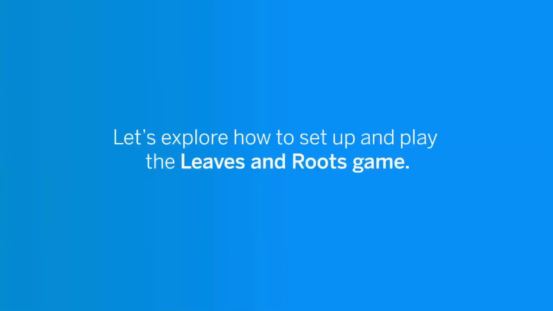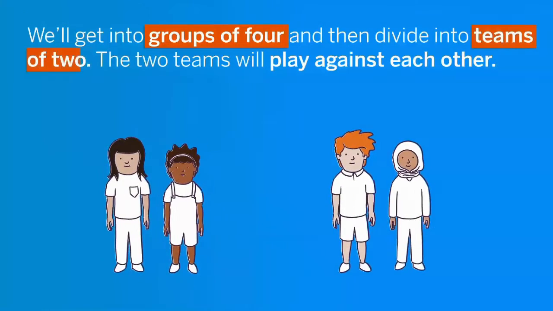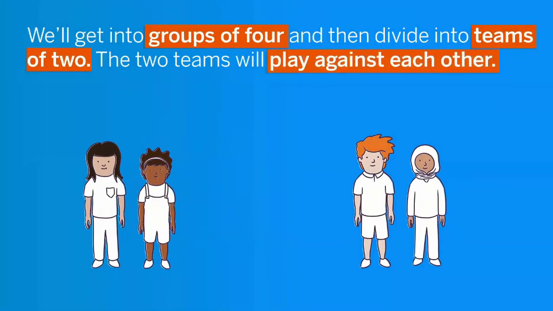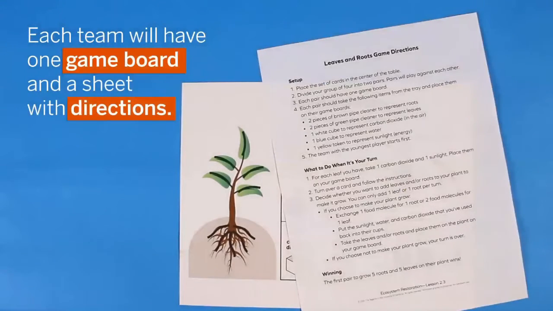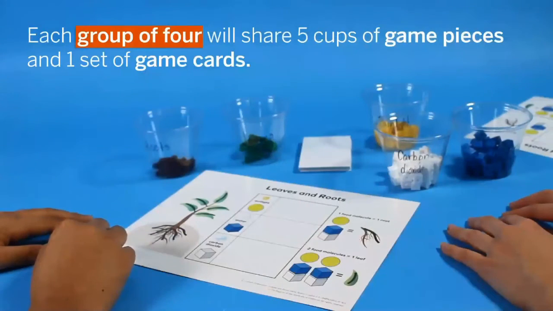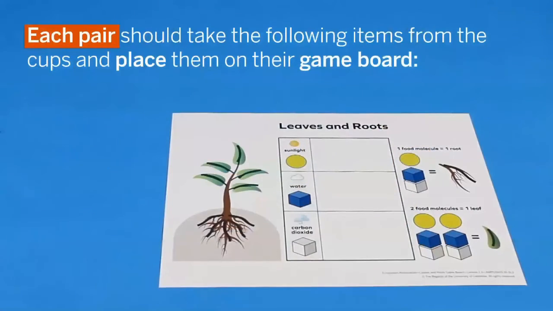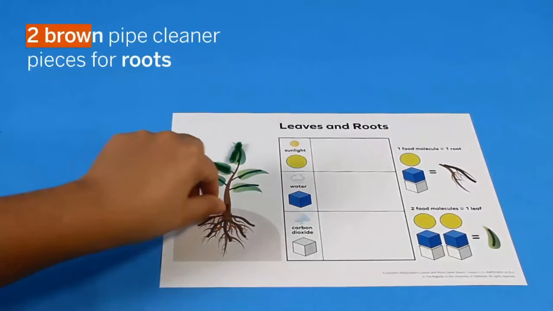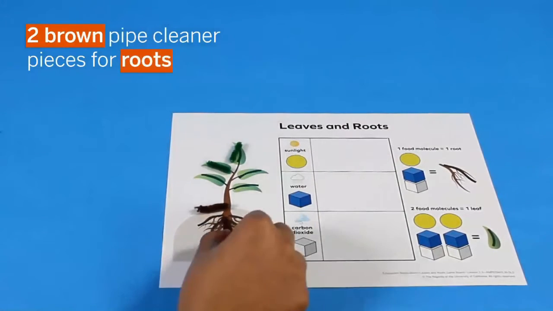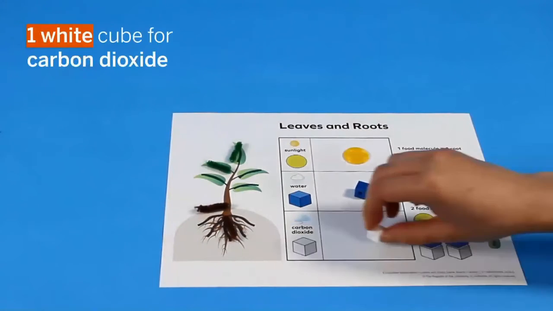Let's explore how to set up and play the Leaves and Roots game. We'll get into groups of 4 and then divide into teams of 2. The 2 teams will play against each other. Each team will have 1 game board and a sheet with directions. Each group of 4 will share 5 cups of game pieces and 1 set of game cards. Each pair should take the following items from the cups and place them on their game board: 2 green pipe cleaner pieces for leaves, 2 brown pipe cleaner pieces for roots, 1 yellow token for sunlight, 1 blue cube for water, 1 white cube for carbon dioxide.